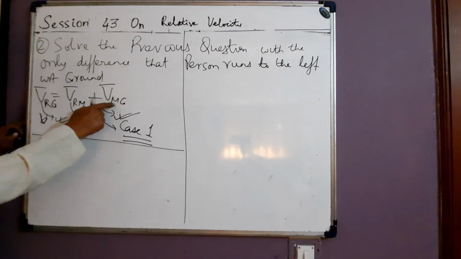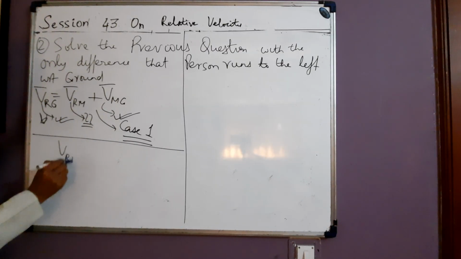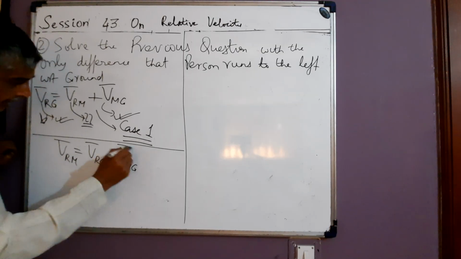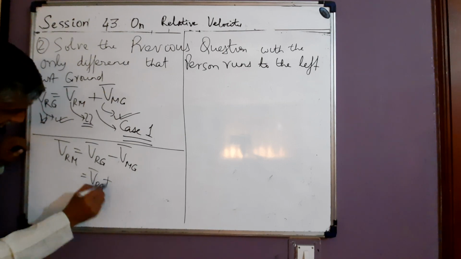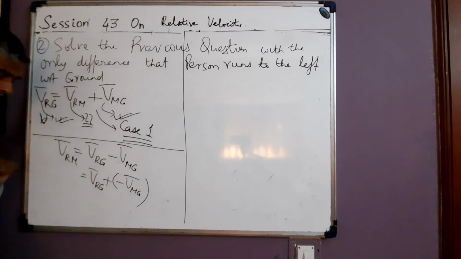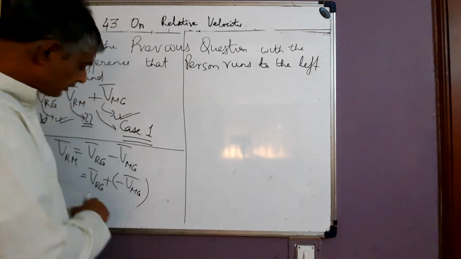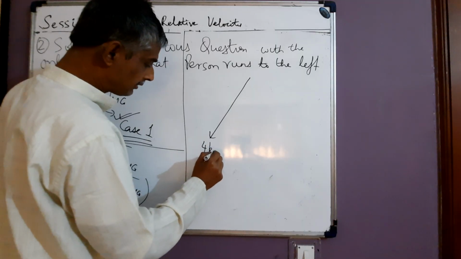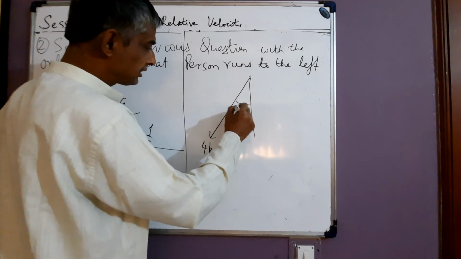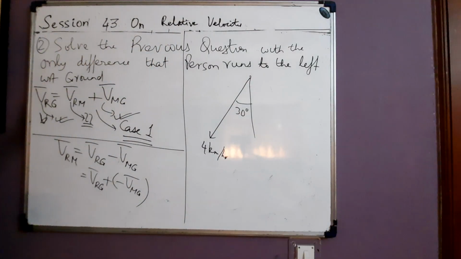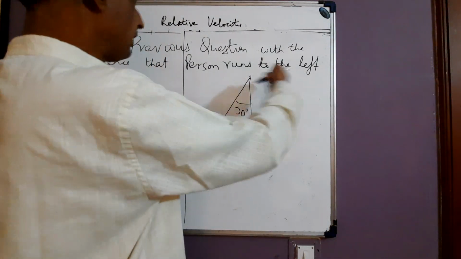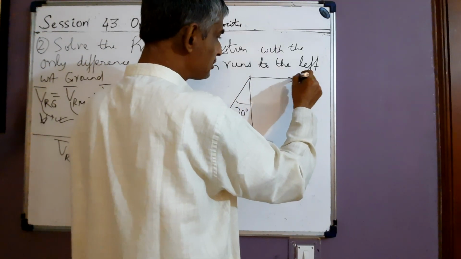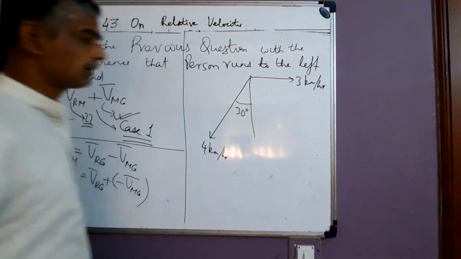Okay. So now VRG and VMG are known, so we solve this vector equation. VRM is just equal to VRG minus VMG. This is just equal to VRG plus minus VMG. This is how we write. Now we draw the arrow for vector VRG. This is VRG: 4 km per hour at an angle of 30 degree with the downward vertical, to the left of it. Now VMG is what? 3 km per hour to the left. So minus VMG is 3 km per hour to the right. So this vector is minus VMG, that is 3 km per hour. Fine. Alright.